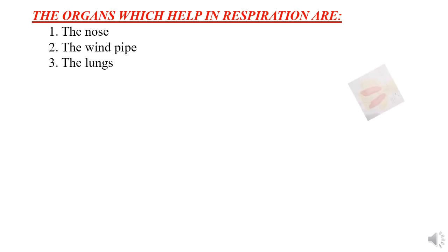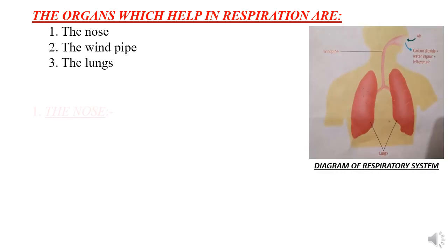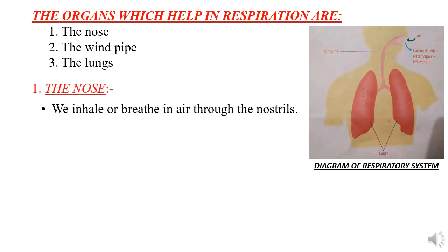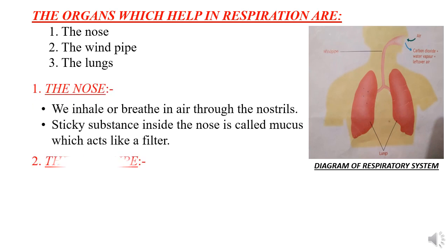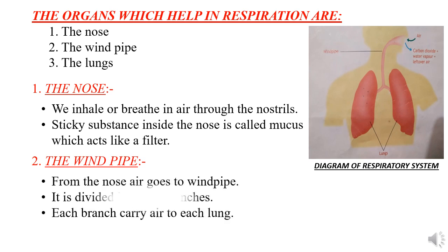Now let us see what are the different organs involved in the respiratory system. The different organs involved in the respiratory system are the nose, the windpipe, and the lungs. You can see these in the diagram. Air enters the nose through the nostrils when we inhale or breathe in. There is a sticky substance present inside the nose called mucus, and mucus acts like a filter. It helps to trap the dust and other harmful things.